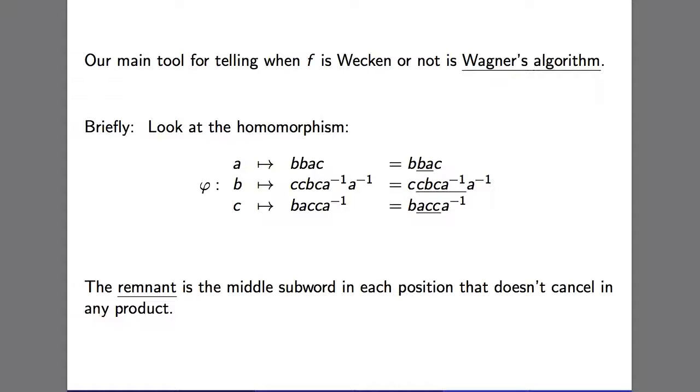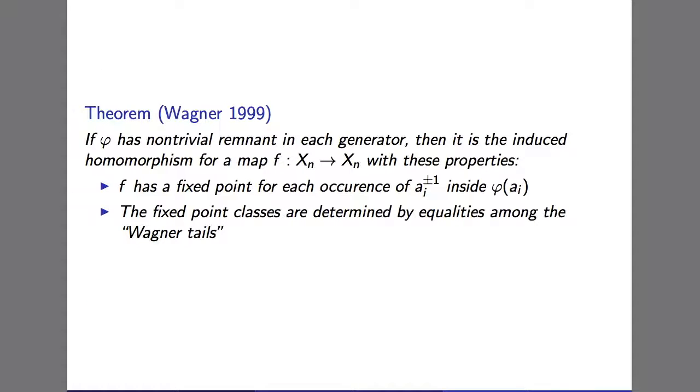And similarly, you can just check. It's easy to check which ones will cancel and which ones will not. I put this underline under the ones which never cancel. Those are the remnant subwords. And Wagner's algorithm works when there is a remnant. So it can be that one of these words will completely cancel, and then there's no remnant, and you can't use Wagner's algorithm.